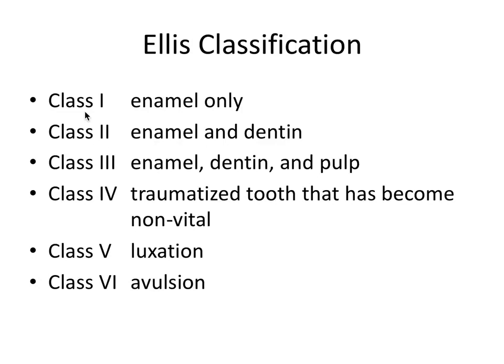Just to give you a quick glance of what I talk about, some of these are nice to memorize because Class 1 involves one layer of the tooth, Class 2 involves 2 layers of the tooth, and Class 3 involves all 3 layers. Class 4 kills the tooth, Class 5 moves the tooth, and Class 6 kicks the tooth out of the socket. So those are all the Ellis classes. Again, check out my video on it if you want to see more in-depth information.